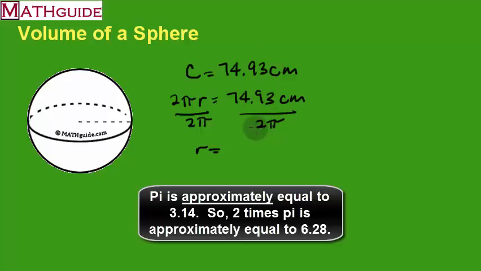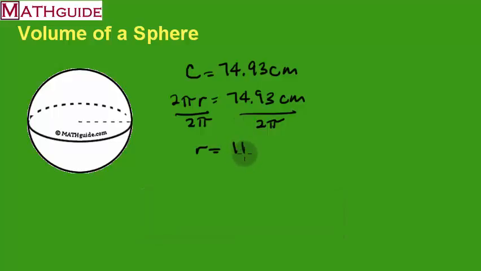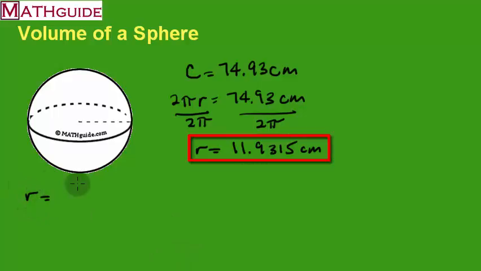I'm going to take 74.93 and divide it by 2 times 3.14. 2 times 3.14 is about 6.28. So I'm going to take 74.93 divided by 6.28, and I get 11.9315 centimeters. Alright, so we're going to use this as the regulation radius of a standard basketball. Alright, so I'm going to put this over here because I'm going to make some room in a moment. I'm going to get rid of all this work.